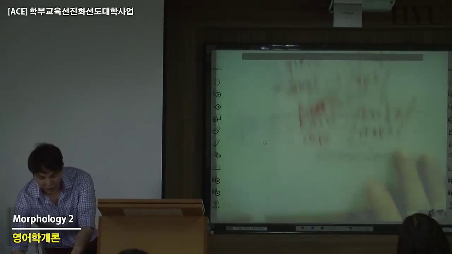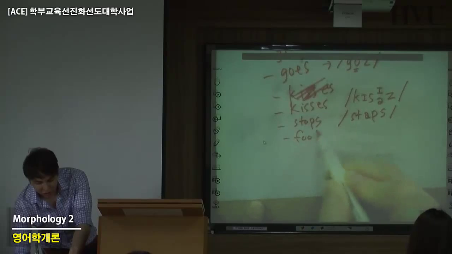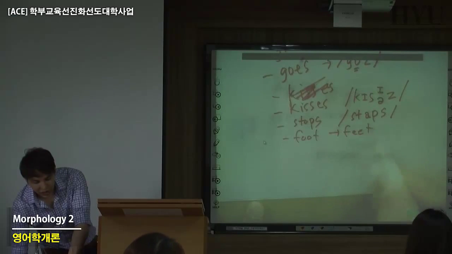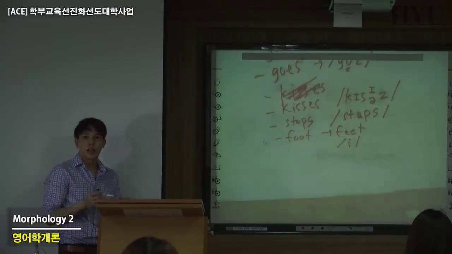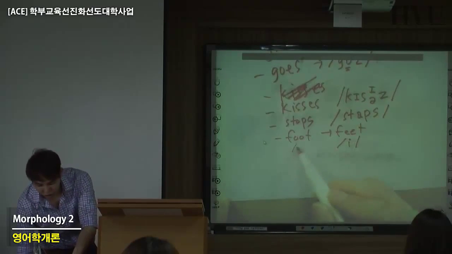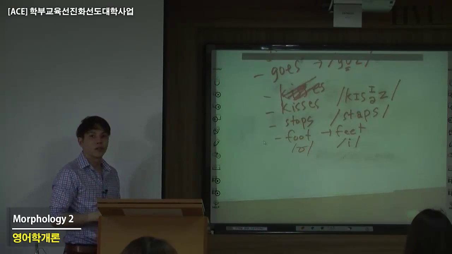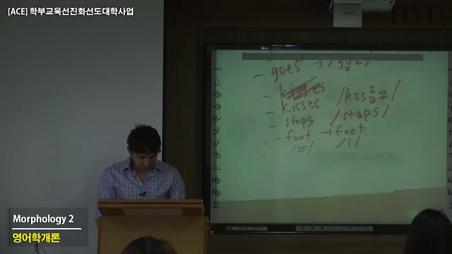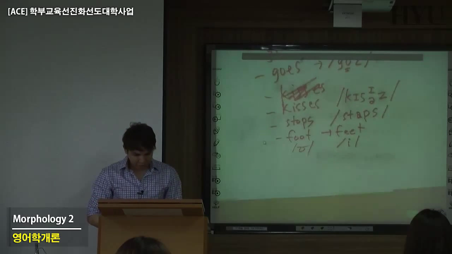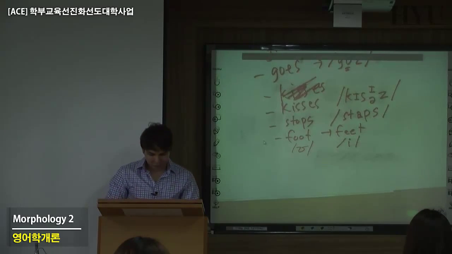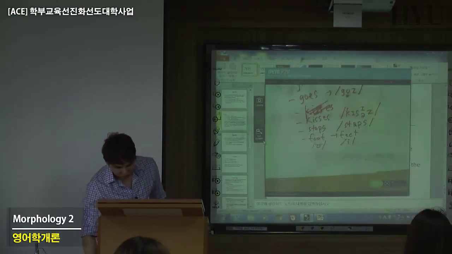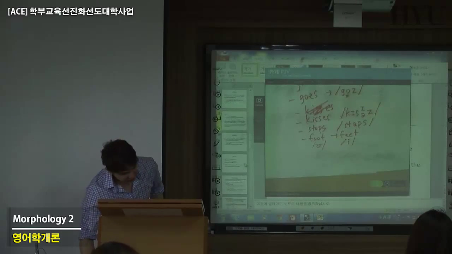But in the case of foot to feet, the plural morpheme here is just the vowel change from U to E, right? Which is irregular. We call that an irregular form. So that's the plural and the present tense.